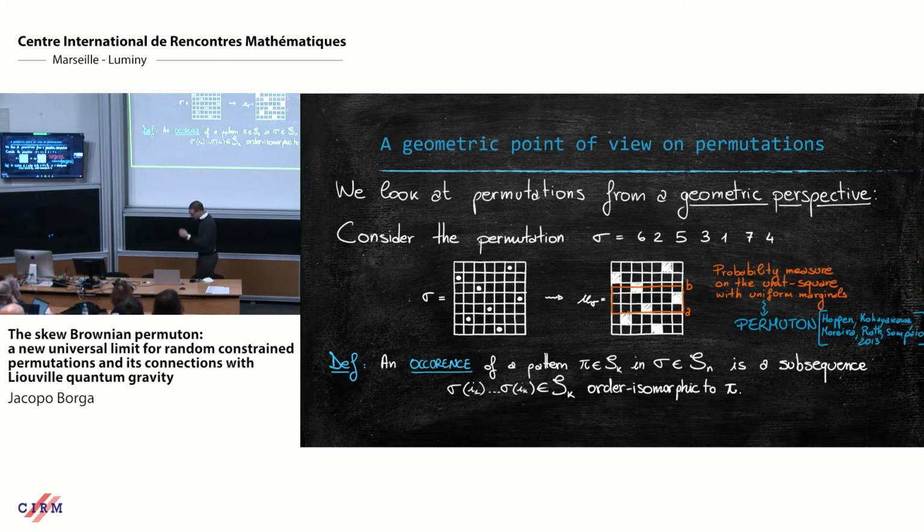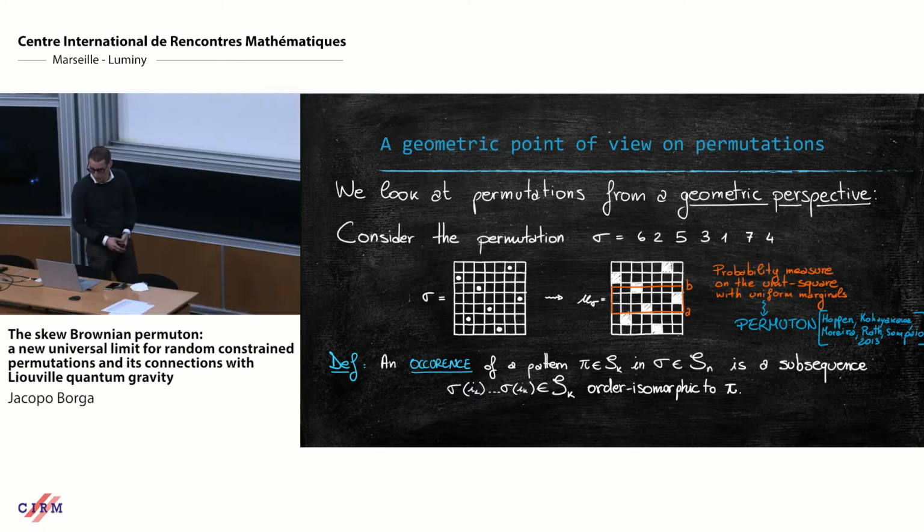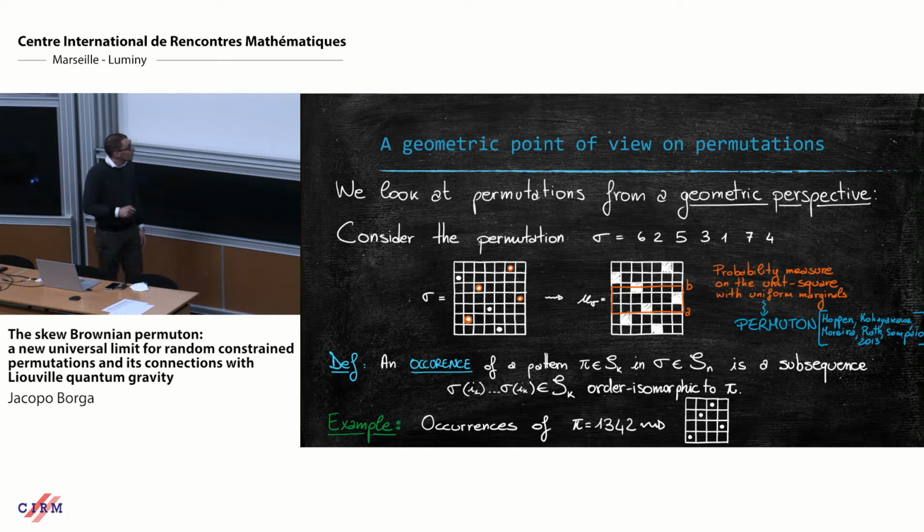But let me first give you another key definition for my talk, which is the notion of occurrence of a pattern. We say that we have a pattern pi in a permutation sigma if there is a subsequence of sigma that is order isomorphic to pi. I never understood this definition when I saw it, so let me give you an example. Take this pattern 1, 3, 4, 2. You take the associated diagram. So 1, 3, 4, 2 is this one.